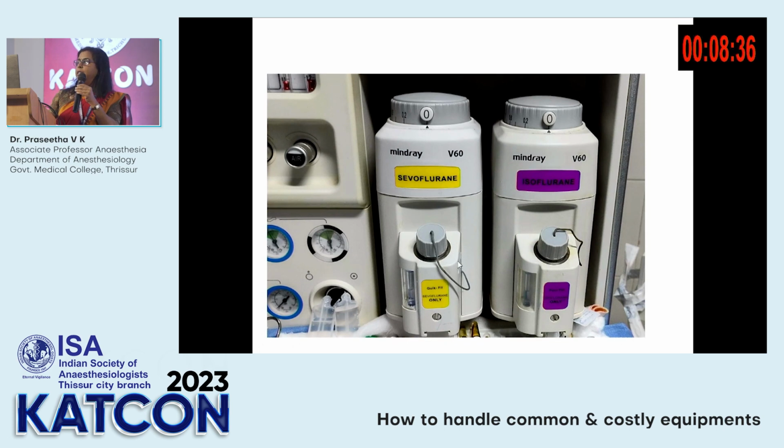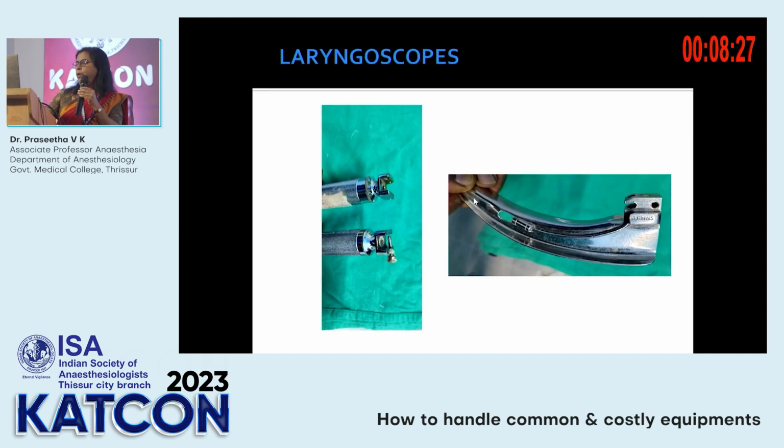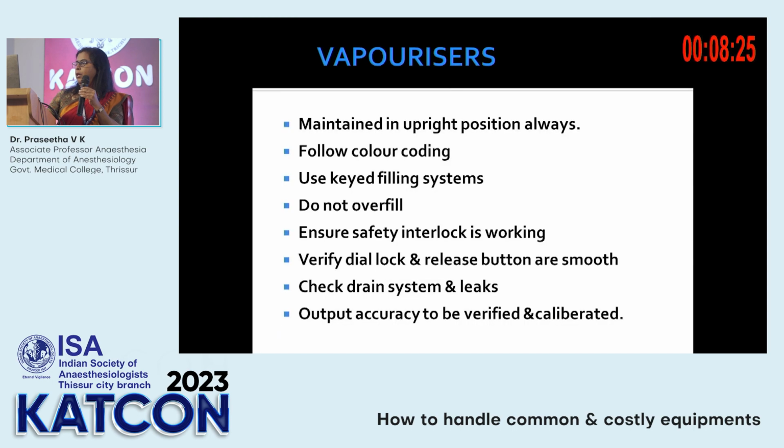One common site is if you have filled the vaporizer and the filling port is not tightened accordingly, there will be a leak from the filling system. And one thing about vaporizers is that at regular intervals, you have to check the output. If you are using a gas analyzer, to some extent you can understand the output concentration of the vapor, but still you have to verify the accuracy and you have to calibrate the vaporizers in a time specified manner.